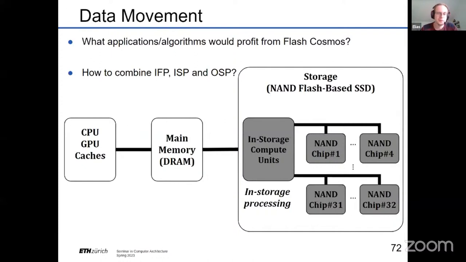It's about data movement. In-flash processing doesn't have to be used exclusively; you can combine it with other approaches. Can you think of applications that would benefit from a system that can do in-flash processing, but also has in-storage computing units? Do you have any idea for applications that would benefit from such a heterogeneous system?